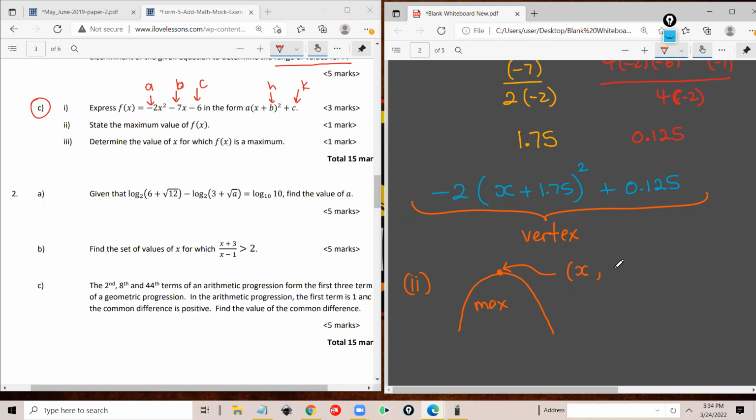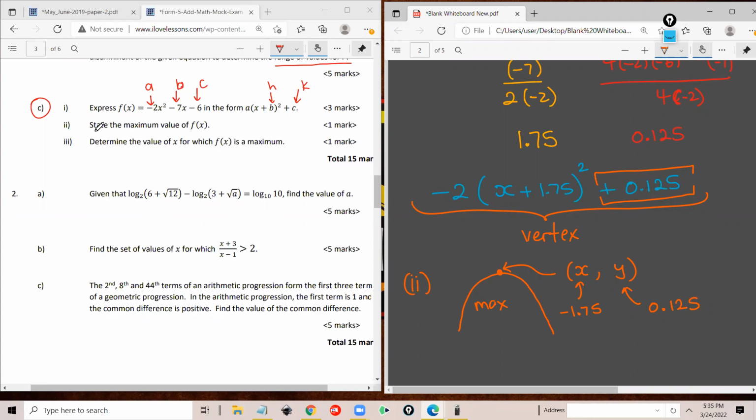It will have an X coordinate and a Y coordinate. The X coordinate is the opposite of the number in the brackets. So if we have positive 1.75, then it's negative 1.75. And the Y value is the value outside the brackets that's separated from everybody. But you don't make it the opposite. You just take this value as it is. So if it's positive 1.25, well, guess what? The Y value is positive 1.25.